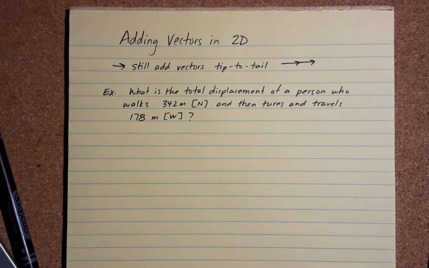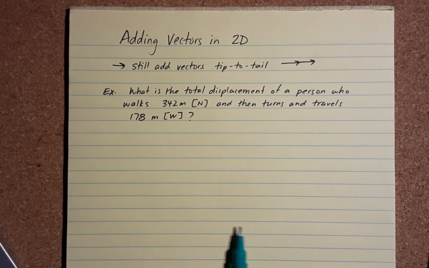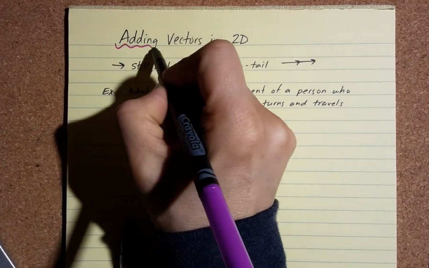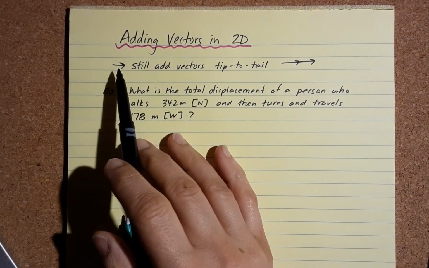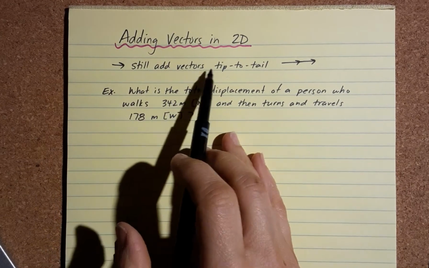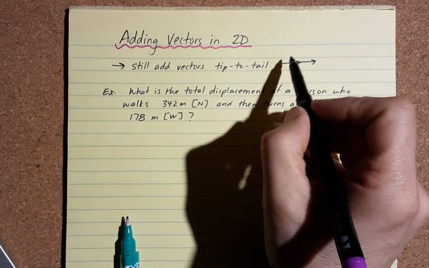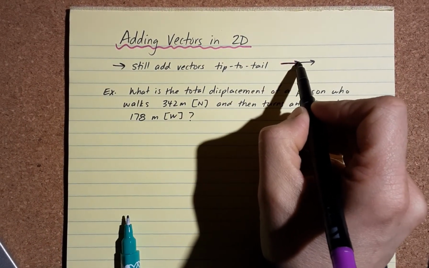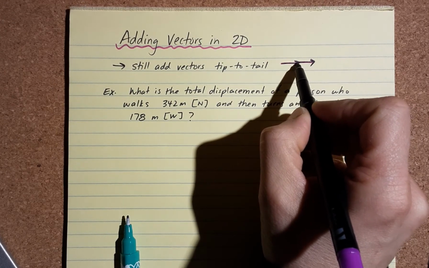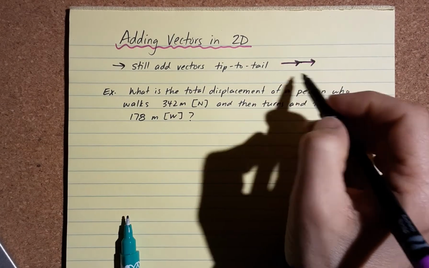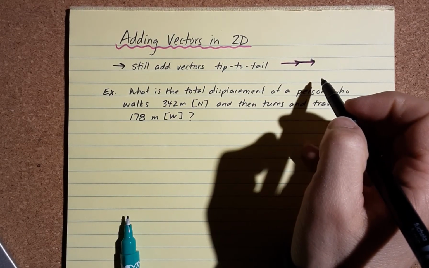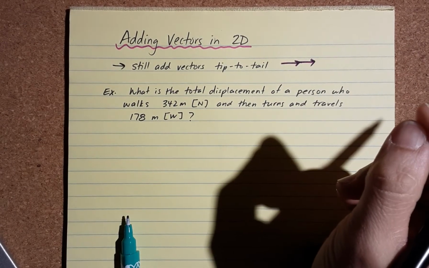Okay, so yesterday we did components of vectors, and today we're going to be talking about adding vectors in 2 dimensions. So I'll give you a minute to copy this down and I'll read over it. So like before, we are still adding vectors through the tip to tail method, which means you draw one vector and then you draw the next vector, the tip connected to the tail. But we won't be doing 1 dimension anymore. We'll be doing 2 dimensions. So let's jump right into an example.